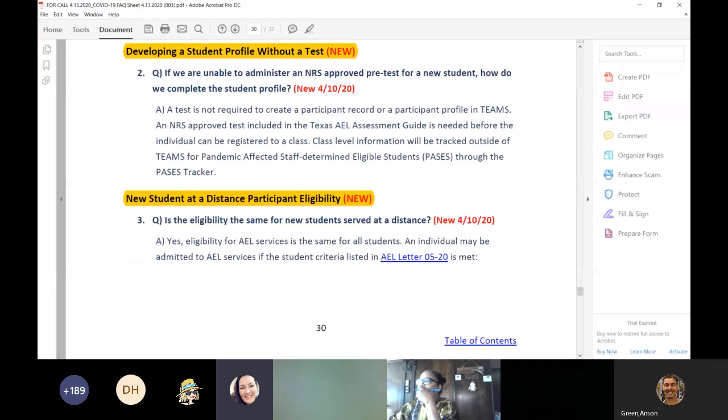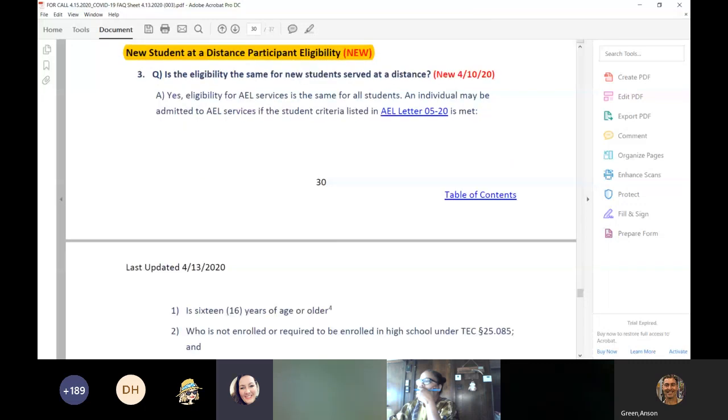So a couple of other ones here we wanted to highlight and just kind of go through. So Anson, if you'll move down to question 3. This one is about eligibility for those new students that are coming in. Again, we've always heavily relied on testing for that. What we want to make sure that people understand is that the true eligibility for AEL really hasn't changed. It still has to be individuals that are considered out of school. They still have to be 16 and up.